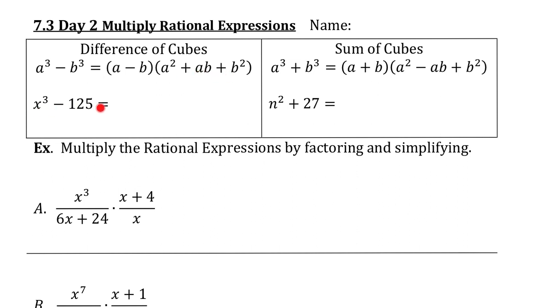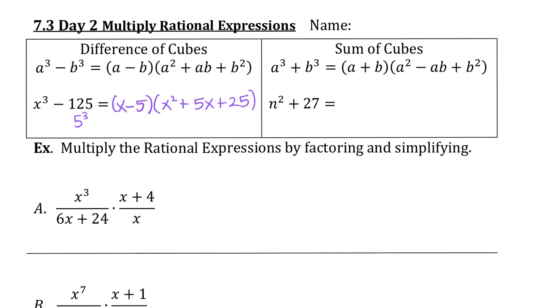b squared. So if I were factoring x cubed minus 125, I see that x is cubed. To get 125, that's actually 5 cubed. So my first parenthesis is going to be the x minus the 5. In the second parenthesis, it's the first thing squared, so the x squared. There's a plus sign. The middle term is this times this, so that's 5x. And then the last term is the second thing squared, so 5 squared is 25.